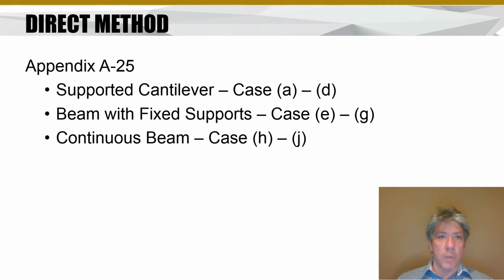Now there are a couple different ways to do it. There's a direct method which involves Appendix A25. You should go back there, you should mark it now. But basically it's broken up into supported cantilevers, which are cases A through D, beams with fixed supports, cases E through G, and then continuous beams, which are cases H through J.